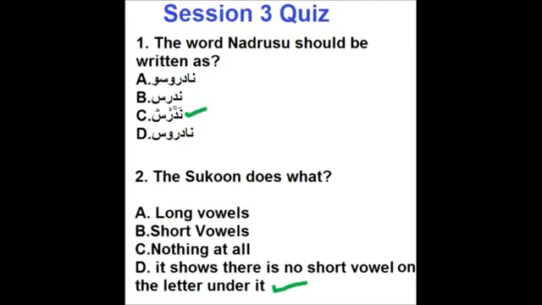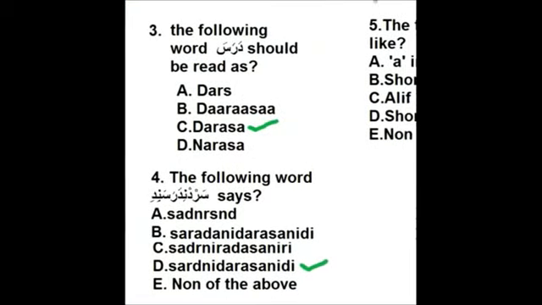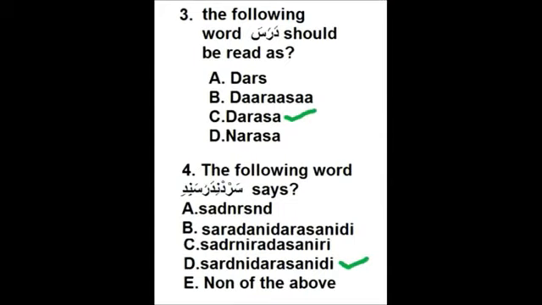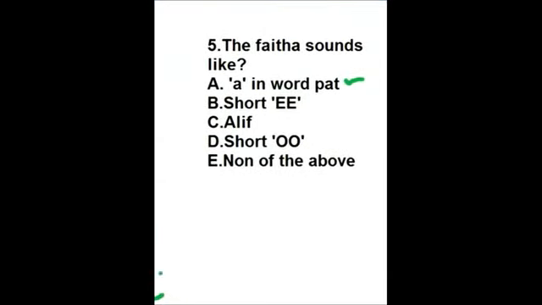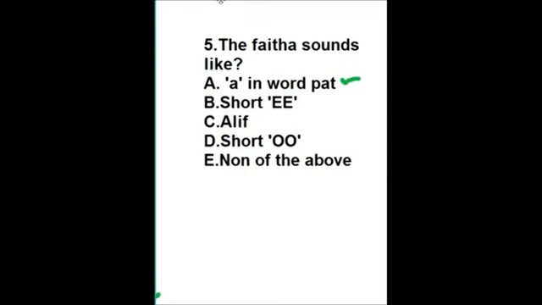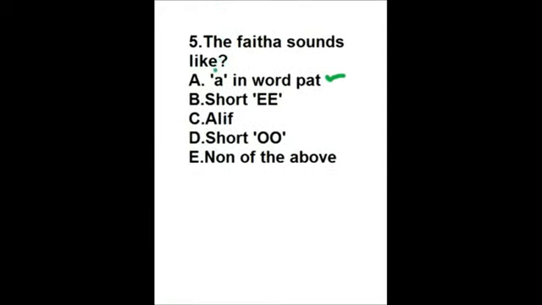Now we'll go on to our session 3 quiz. The answers to the session 3 quiz. First question, the answer was C. The second question, the answer was D. The third question, the answer was C. The fourth question, the answer was D. The fifth question, the answer was A.